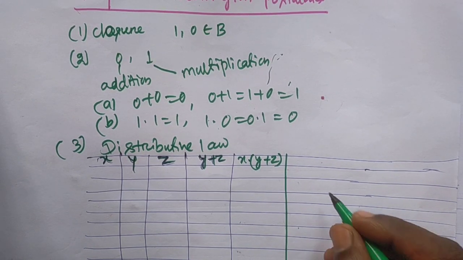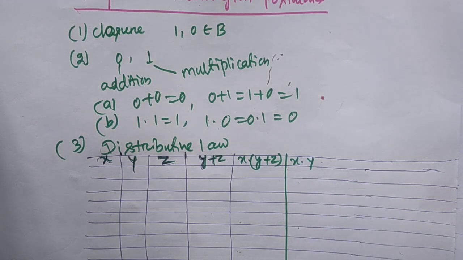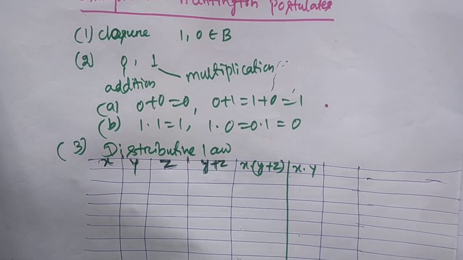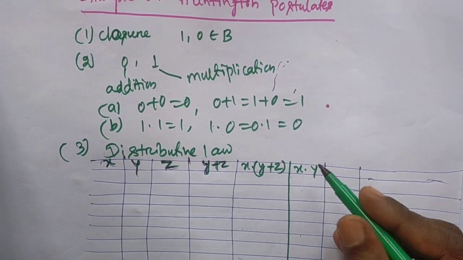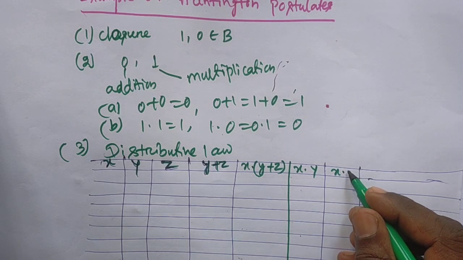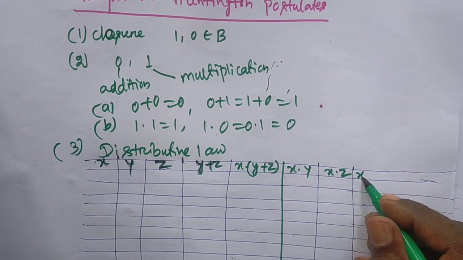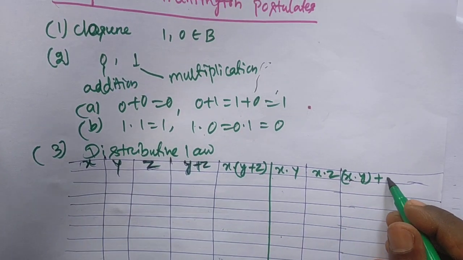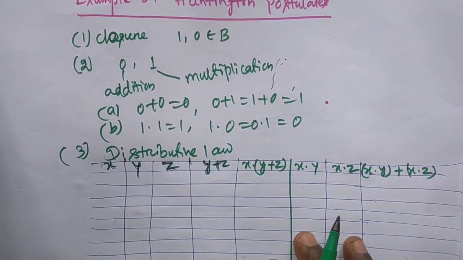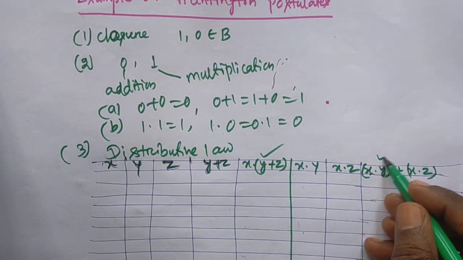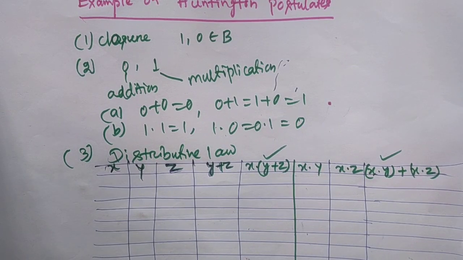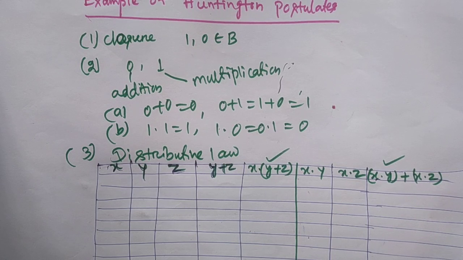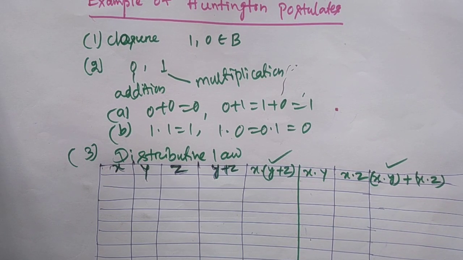Very simple way we define x dot y. One part is x dot y, another part is x dot z. x dot y plus x dot z, we will prove it. This property and this property will be same. Now I will show how it works.